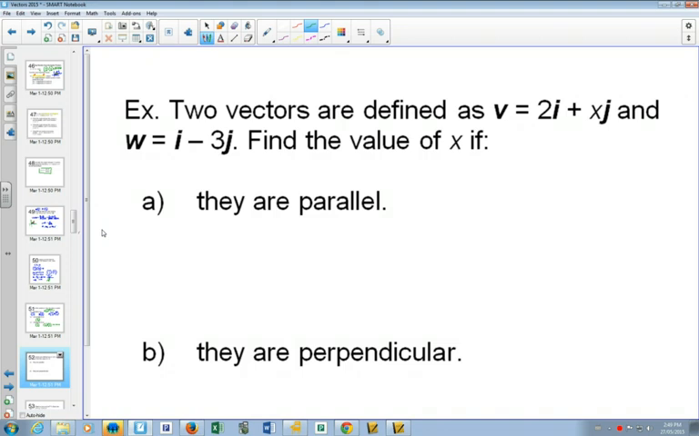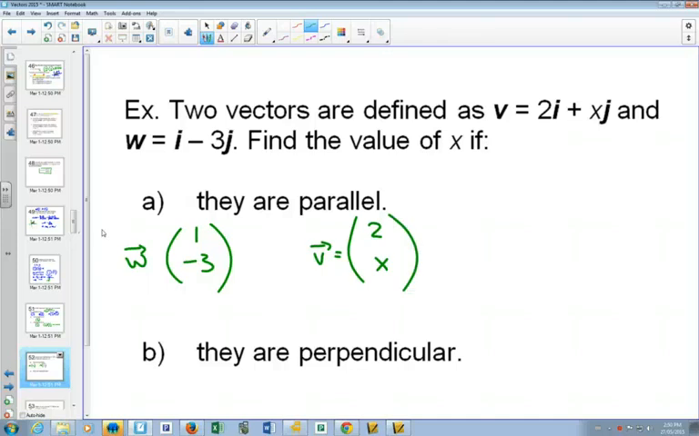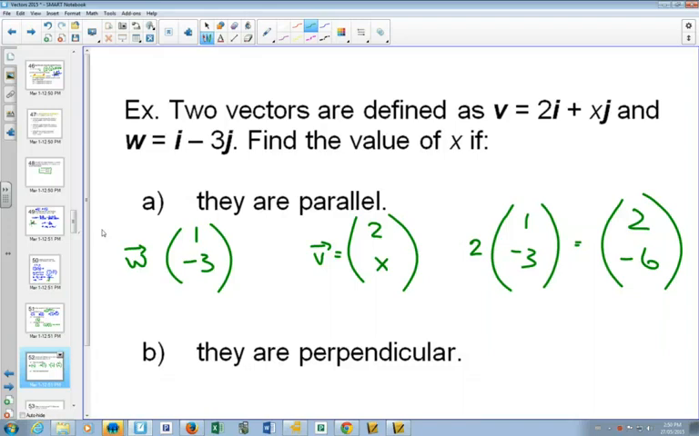So we've got one vector w here, (1, -3). The other vector v has 2 and x. What does x have to be if they're parallel? Negative 6. So what you noticed was that in order to get a 2 here, I'd have to multiply this vector by 2, and then there would be a negative 6 there. And then those vectors would be in the same direction.